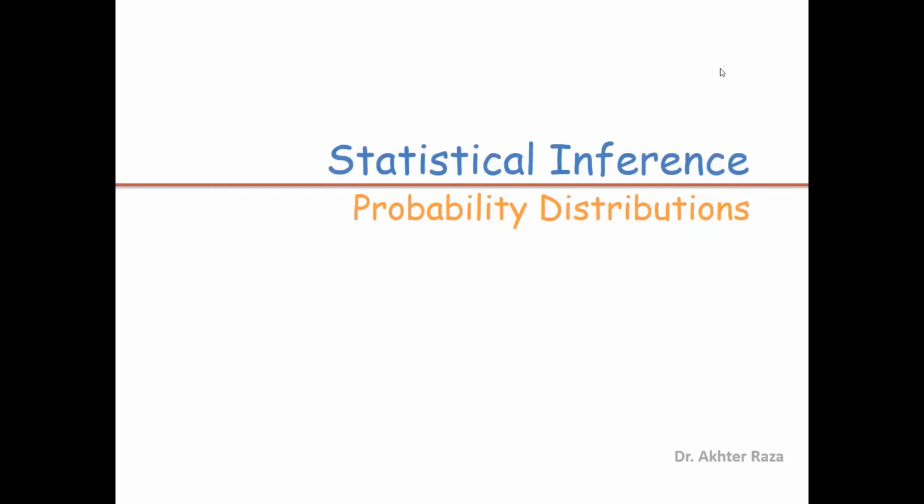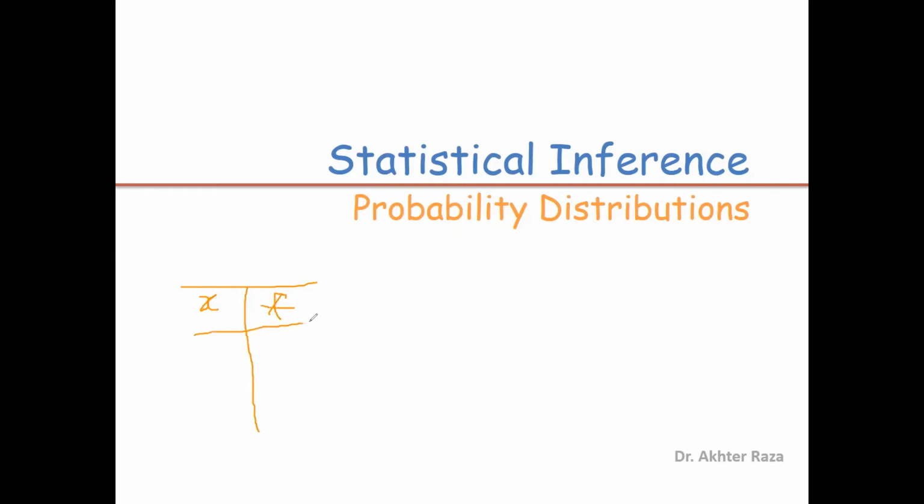Probability distribution is a concept which we can extend from the frequency distribution. In a frequency distribution, we have two columns. In one column, we have either x or interval. In the other column, we have the frequencies. If we have these two columns, one contains the variable, other contains the frequency, we know this table is known as frequency distribution.